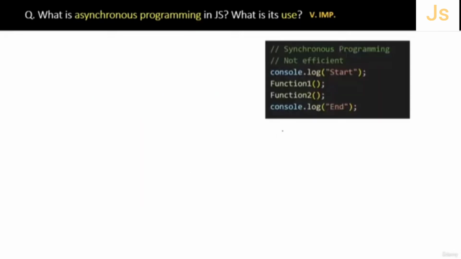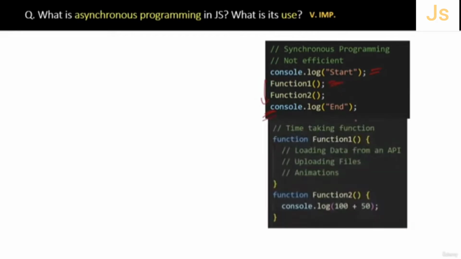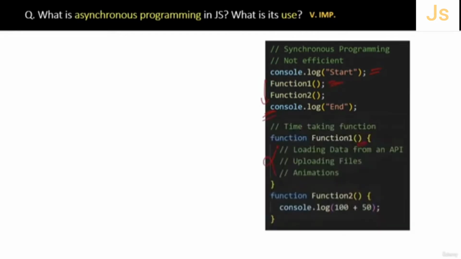What other problems are there in synchronous programming which we can solve by asynchronous programming? Suppose we have this synchronous code. We are starting, then we are calling two functions one by one, and then we are logging the end statement. Now suppose function 1 is a very time consuming function like this. Here you can say it is doing a time consuming operation. Then we have function 2, which is very simple, short, and independent of function 1.